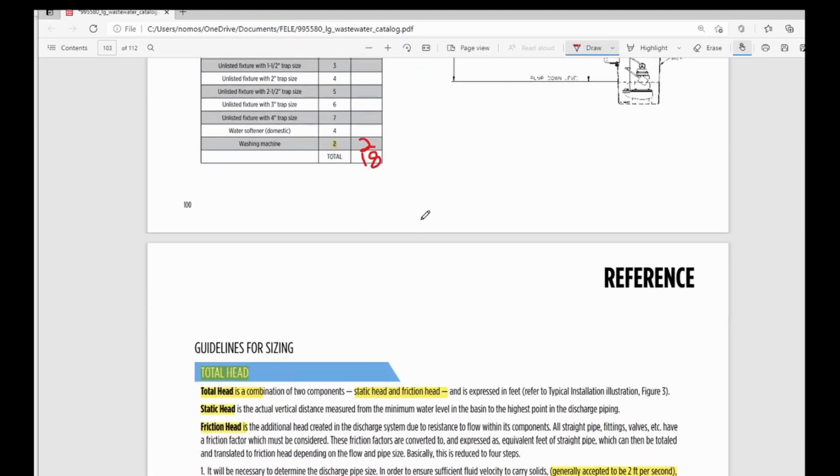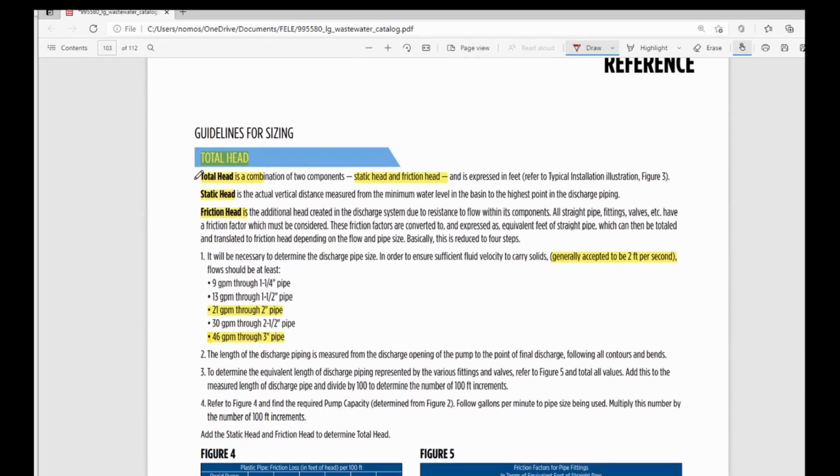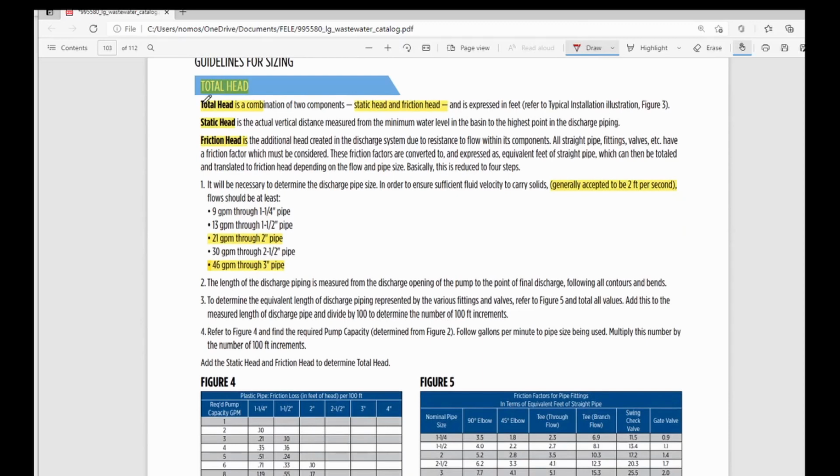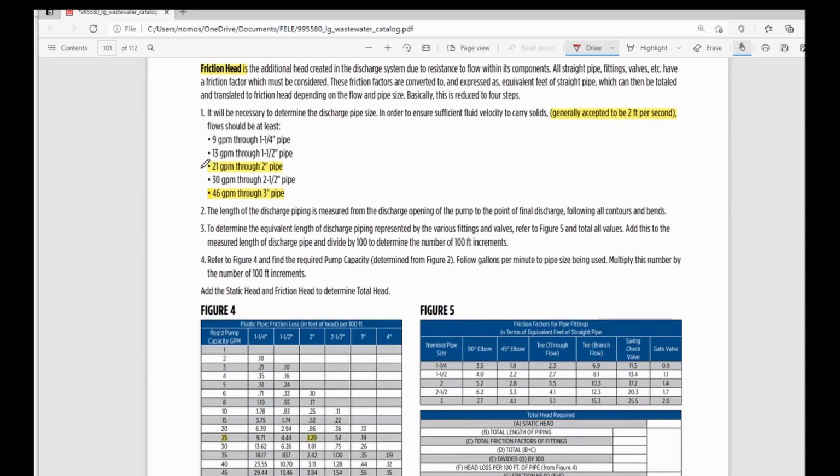So I'm going to scroll down. This tells you about total head, static head plus friction head, but we're going to get to that anyways. Highlight there, you know what to read later. Okay, so here is the line that's important. It says over here in highlighted, generally accepted to be 2 feet per second to carry solids efficiently through plumbing. All right, so we have some guidance here.